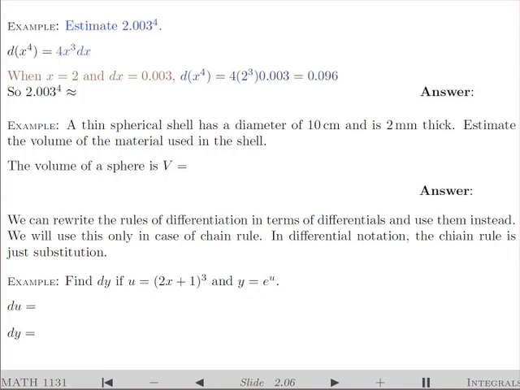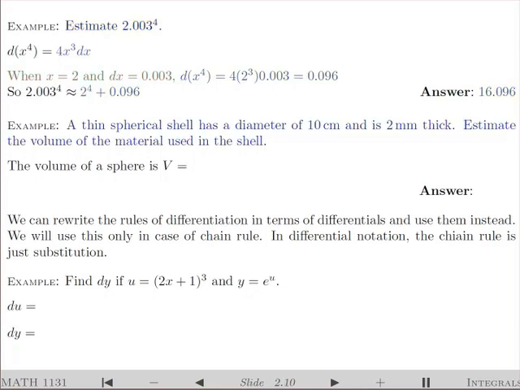So the differential is approximately 0.096, which means 2.003 to the power 4 will be approximately the starting value of the function, that's 2 to the power 4, that's 16, plus the differential, which is 0.096, or 16.096. I said that differentials are nowadays more commonly used in theoretical work.